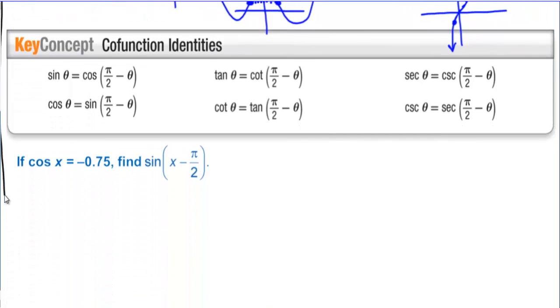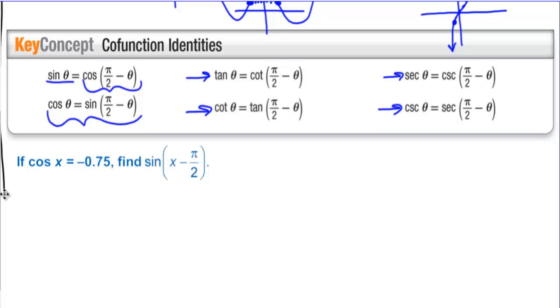We also have cofunction identities. The sine of theta is equal to the cosine of pi over 2 minus theta, and so on. So we have cosine of theta is the same as the sine of pi over 2 minus theta. Same with tangent and cotangent, same with cotangent and tangent. Secant and cosecant have the exact same relationship. So on all these, you can get its other function by doing pi over 2 minus theta.